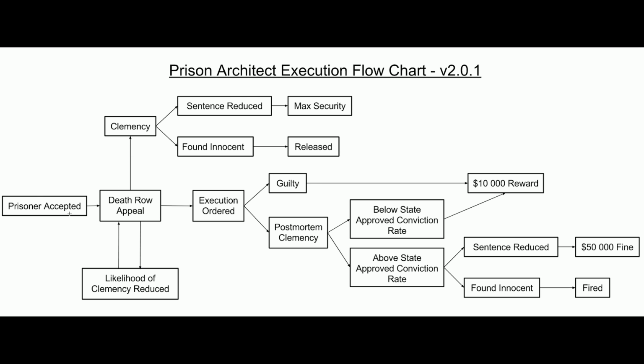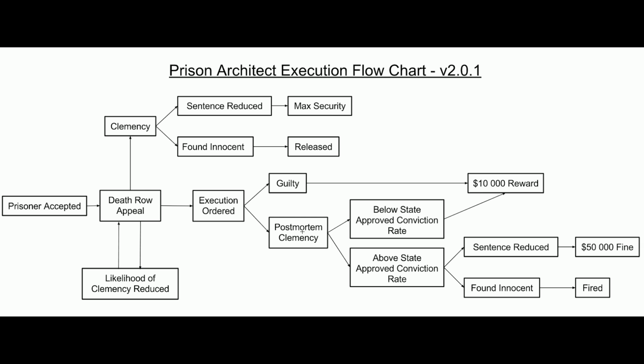So we accept the prisoner. That's what we did. So we'll follow it through what we did in the video. So we accepted the prisoner. He went through death row appeal a couple of times to reduce that likelihood of clemency. So we bounced between these two, and then we eventually ordered the execution. So we ordered the execution. He was found guilty, so we went down this path here, and we got our $10,000 reward.